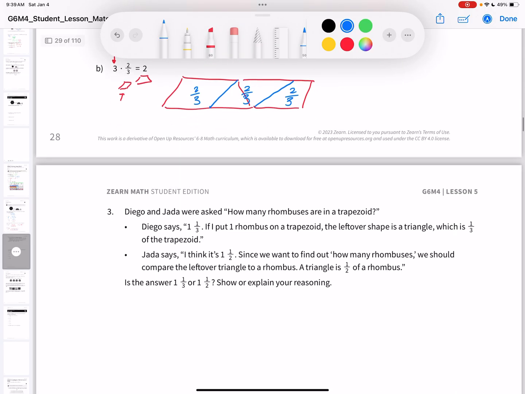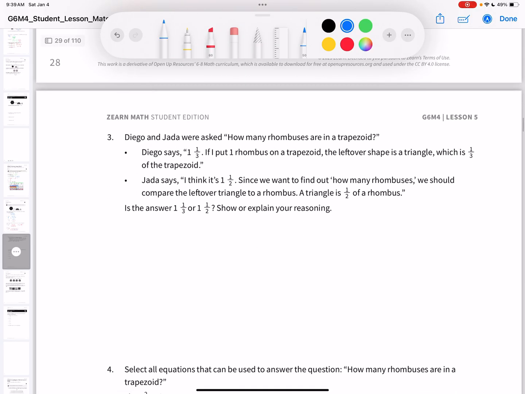All right. Diego and Jada were asked how many rhombuses are in a trapezoid. Diego says 1 1/3. If I put 1 rhombus on a trapezoid, the leftover shape is a triangle, which is 1/3 of the trapezoid. Jada says, I think it's 1 1/2. Since we want to find out how many rhombuses, we should compare the leftover triangle to a rhombus. A triangle is 1/2 of a rhombus. So is the answer 1 1/3 or 1 1/2?